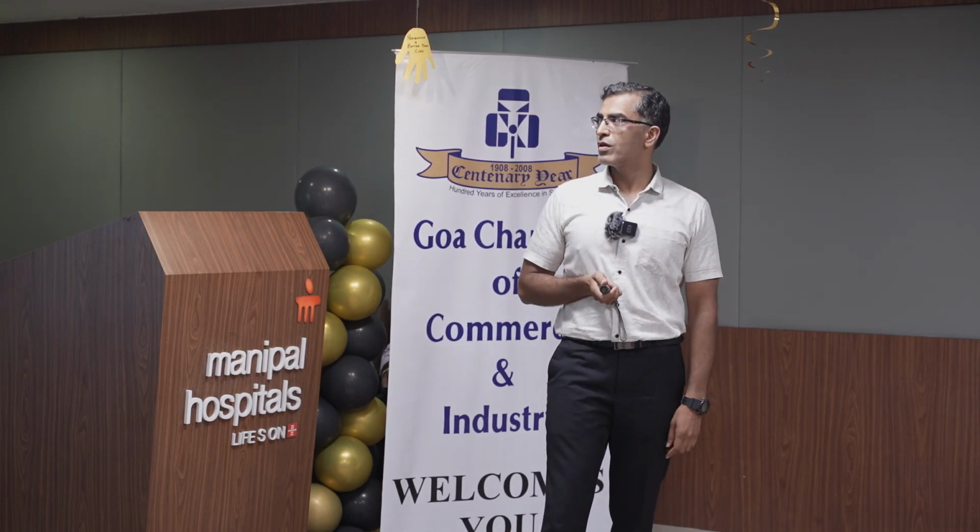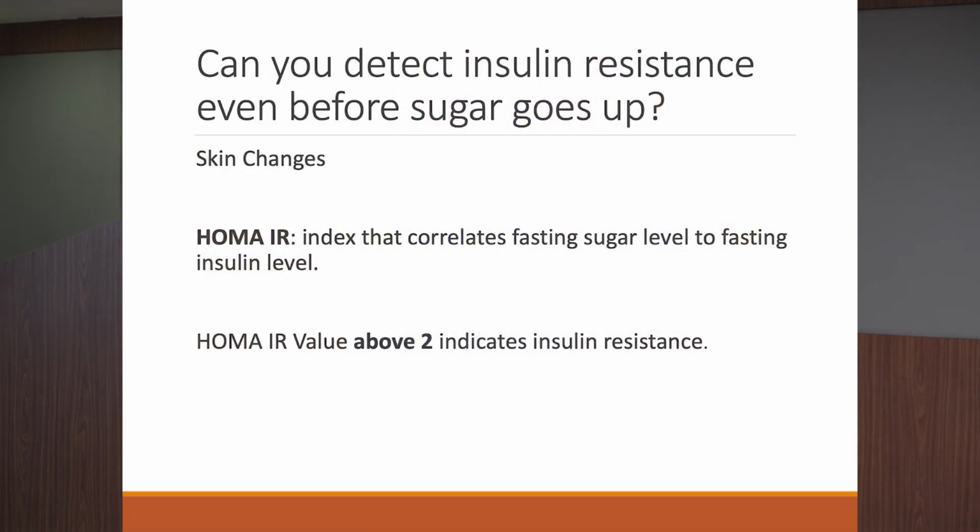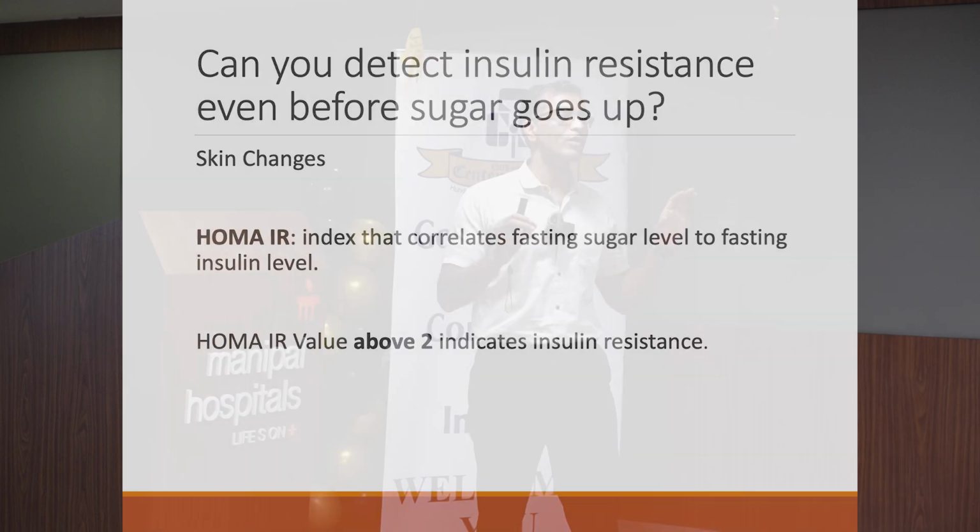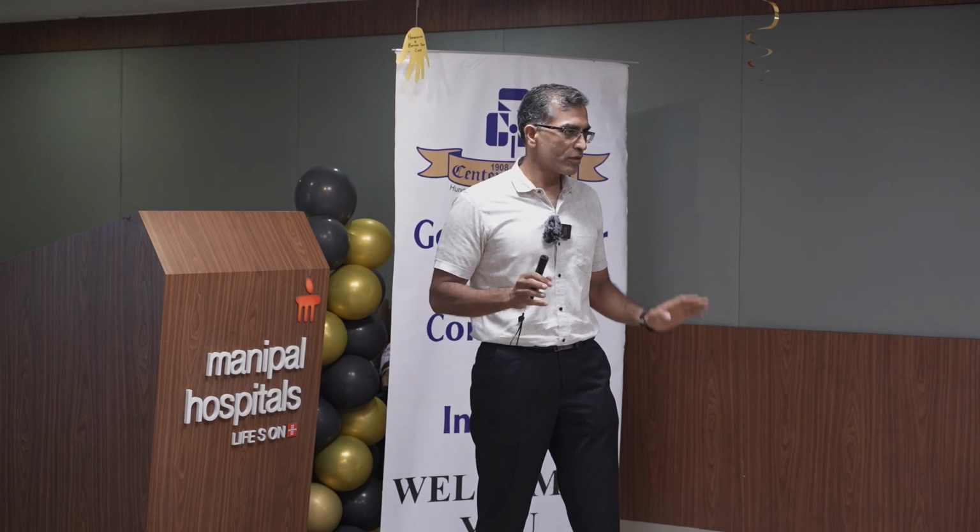Next. One, you develop certain skin changes. Next. Then there is a test called HOMA-IR. We calculate this based on your fasting sugar and fasting insulin. And we get an index. If it is about 2, it is called insulin resistance.